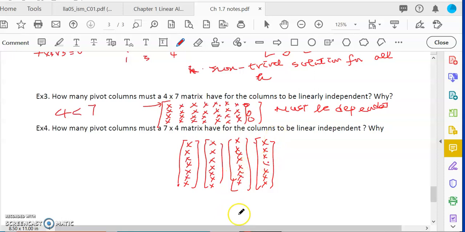For it to be linearly independent, it has to have only the trivial solution. So that means you must have 4 columns, 4 pivot columns, so that there's no free columns, to avoid free variables.